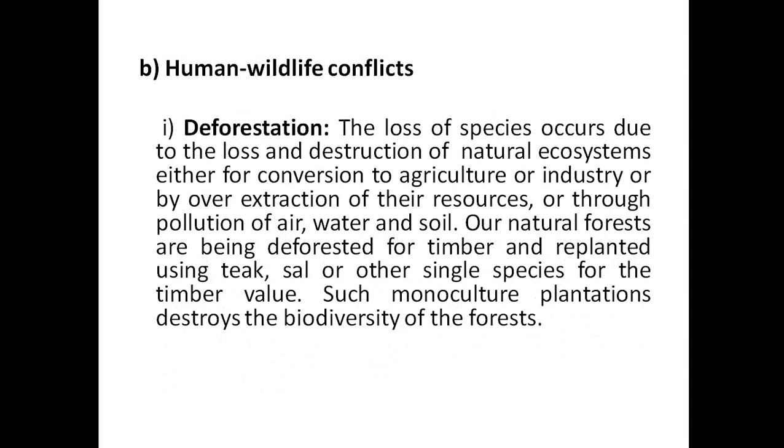Next is human-wildlife conflicts. So here, deforestation and desertification are the two ways which can lead to loss in biodiversity. So number one is deforestation, and you've already studied it before. The loss of species occurs due to the loss and destruction of natural ecosystems, either for conversion to agriculture or industry, or by over-extraction of their resources, or through pollution of air, water and soil. Our natural forests are being deforested for timber and replanted using teak, sal or other single species for the timber value. Such monoculture plantations destroy the biodiversity of the forests.